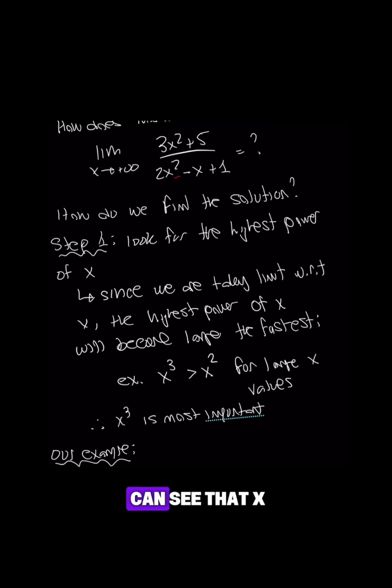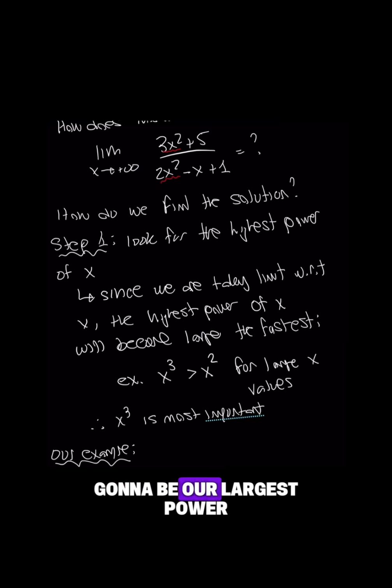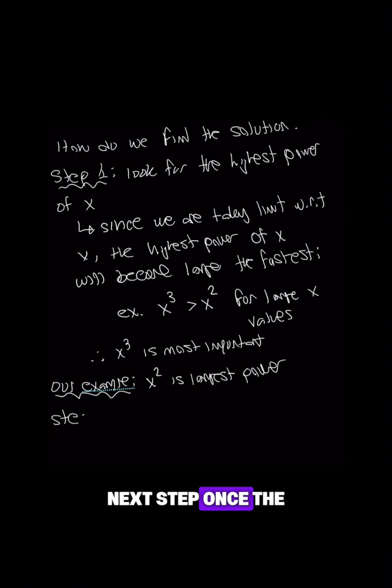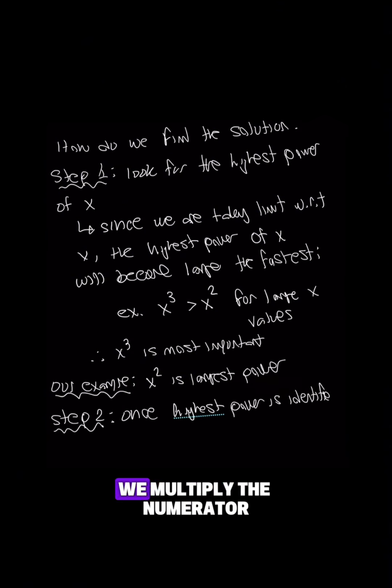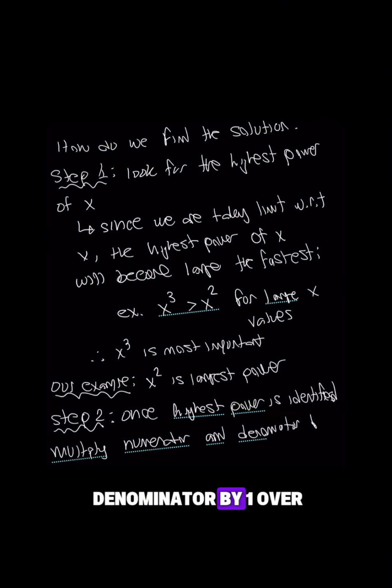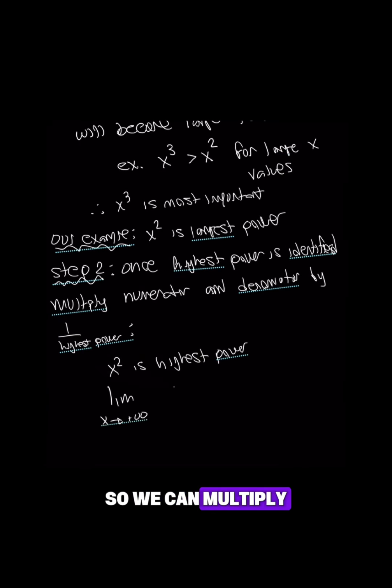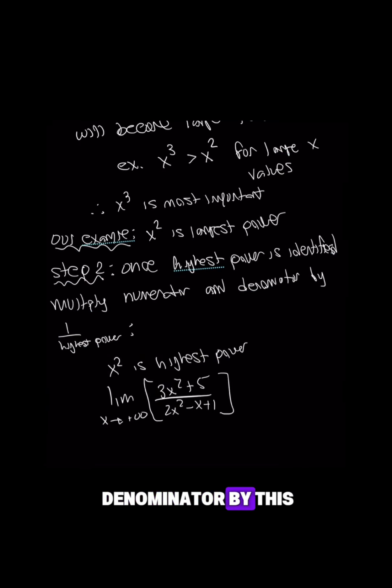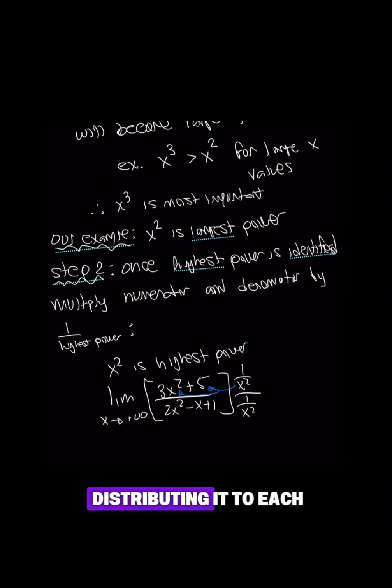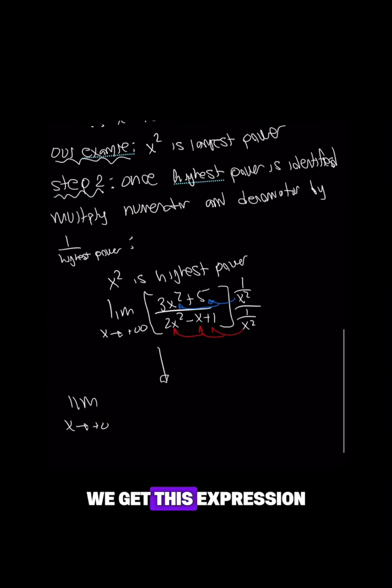In our example, we can see that x to the power 2 is going to be our largest power, seen in both the denominator and the numerator. The next step, once the highest power is identified, we multiply the numerator and denominator by 1 over this highest power. We identify that x squared is the highest power, so we can multiply both the numerator and denominator by this 1 over x squared, distributing it to each term. And if we do that, we get this expression here.